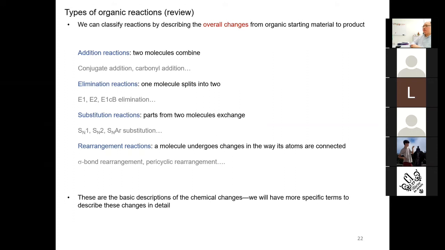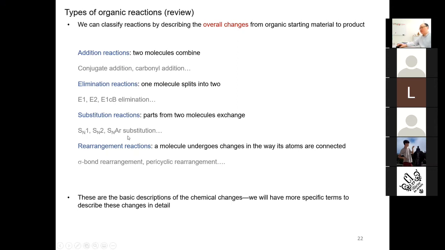And there are also rearrangement reactions, where a molecule undergoes changes in the way its atoms are connected. That means in a rearrangement reaction, the composition of the molecule doesn't change between the beginning and the end, but the position of each part of the molecule may change. These are just the basic descriptions of chemical changes. We also have more specific terms that describe subcategories of each big category. For example, for addition reactions, we have conjugate addition and carbonyl addition; for elimination, we have E1, E2, E1CB; for substitution, SN1, SN2, SNAr.